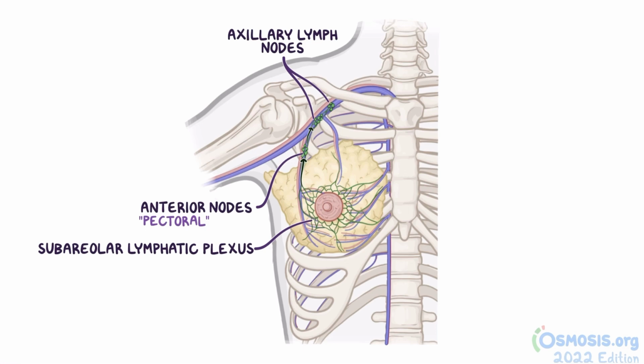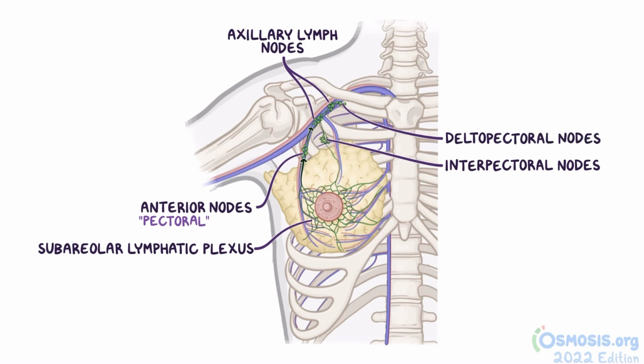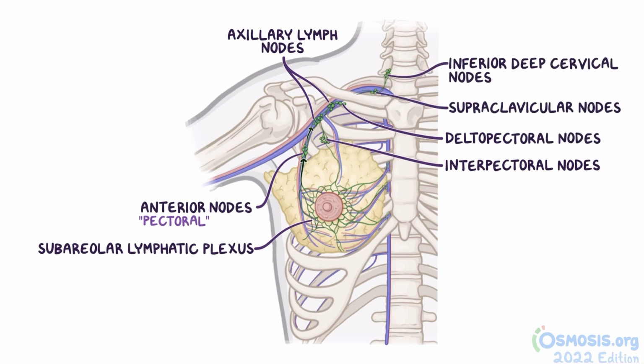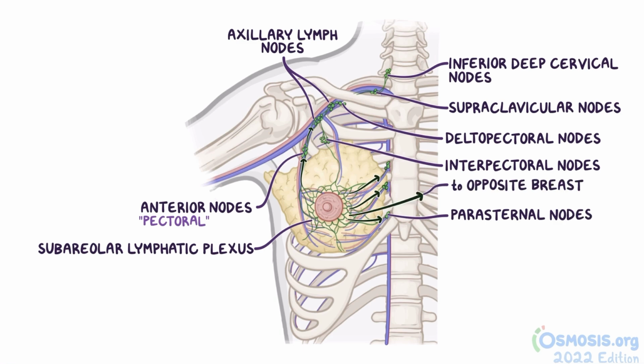Some lymph may drain directly to other axillary nodes, or even to interpectoral, deltopectoral, supraclavicular, or inferior deep cervical nodes. The remaining lymph, especially from the medial breast quadrants, drains to the peristernal lymph nodes or to the opposite breast. Lymph from the inferior quadrants may pass deeply to abdominal lymph nodes, specifically to the subdiaphragmatic inferior phrenic lymph nodes.